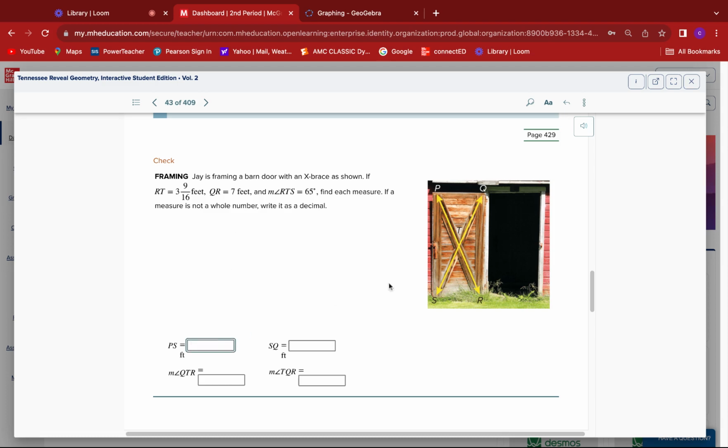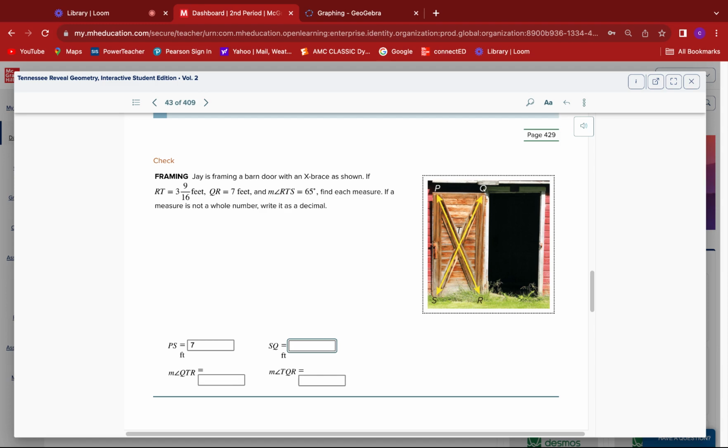Well, okay, no problem. So PS. Well, PS is the left side of the barn door. And since QR is the right side and it's 7, PS is 7. Okay, SQ. SQ is the length of the full diagonal. And what I need to do is take RT, which is half because it was bisected, and double it. Y'all, that means I'm going to multiply it times 2.